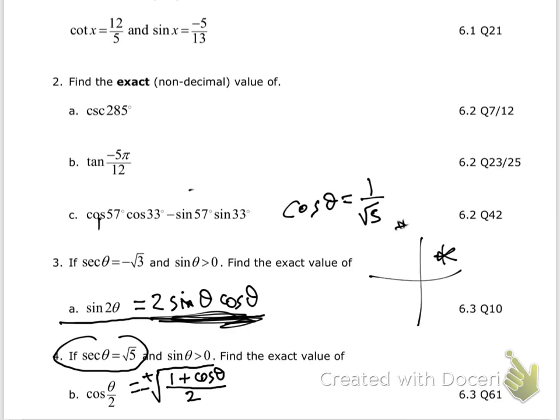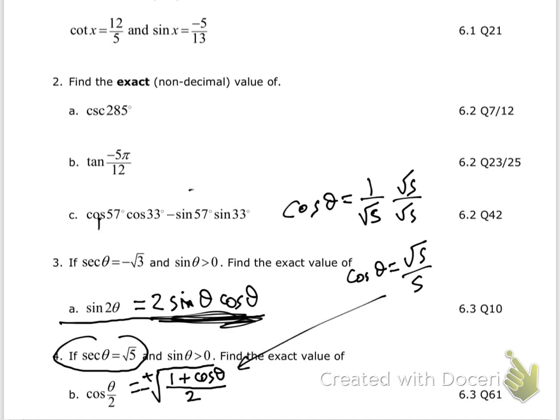So let's take a look at this. Now I'm going to rationalise the denominator for this. In other words, I'm going to multiply by root 5. So this is actually root 5 over 5. That's what cosine theta is. So let's plug it into this. We have the square root of 1 plus root 5 over 5, all over 2.